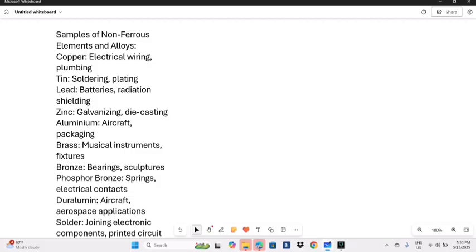Moving to samples of non-ferrous elements and alloys, we have copper. We know that copper is used for plumbing. We have tin. We know that tin is used for plating. We have lead. We know that lead is used for batteries. We have zinc. We know that zinc is used for galvanizing. Then we have brass. We know that brass is used for musical instruments. Then we have bronze. Bronze is used for bearings. Then we also have duralumin. It is used for aircraft as well.